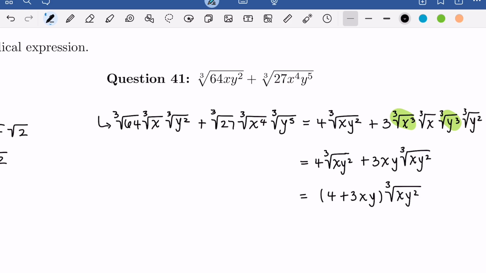Now from here, we can't simplify this any further. 4 and 3 times xy are not like terms, so we can't combine them. So this would be our final answer. And in fact, this first line here could also be considered our final answer.